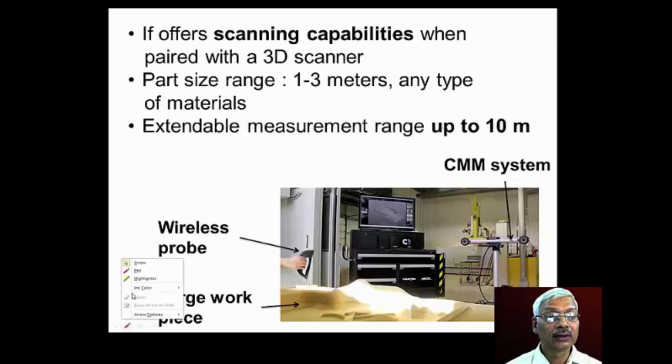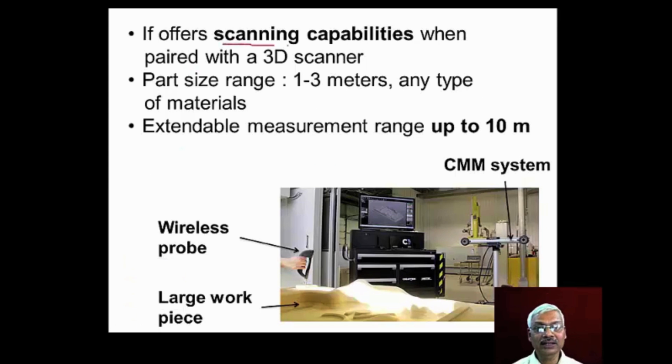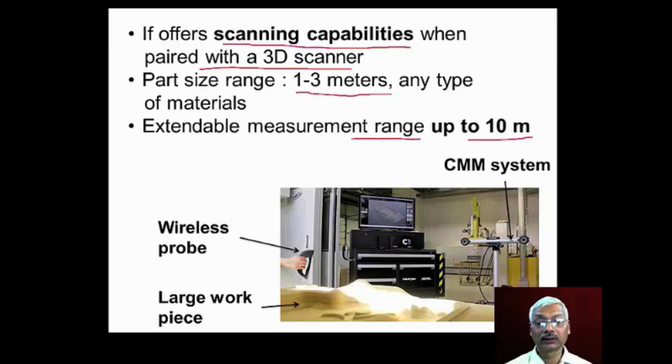These portable CMMs offer scanning capabilities when paired with a 3D scanner. The workpiece size ranges from 1 meter to 3 meters, and any type of material can be inspected, like hard materials or very soft materials. Since this is a non-contact type of measurement, even very soft materials can be measured without any difficulty. The measurement range can be extended up to 10 meters.